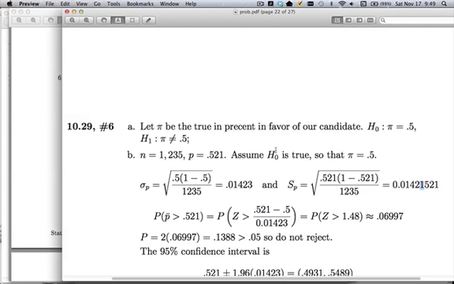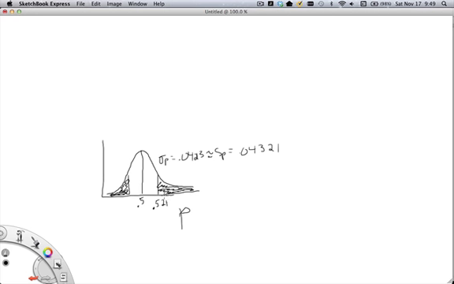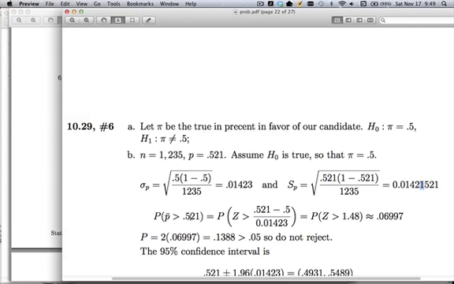All right, so let's go find the area in that right tail. So what was that right tail? Well, it's just the chance that we observe one of these p's from our sample that's bigger than 52.1%. So what's the chance of observing p greater than that?